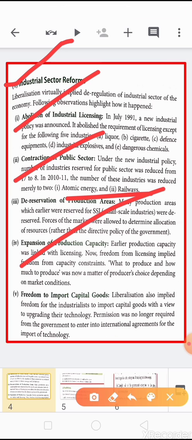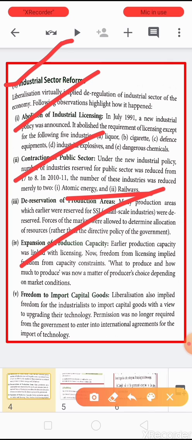Next is the expansion of the production capacities. So earlier, children, the production capacities were linked with the licensing. Now the freedom from the licensing implied the freedom from the capacity constraint. Earlier, there was a restriction on what to be produced and the maximum quantity we could produce. If you wanted to increase more, then you needed a licensing. Now what to produce and how much to produce was a matter of the producer's choice, depending on the market conditions.